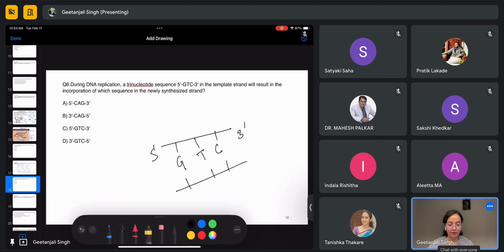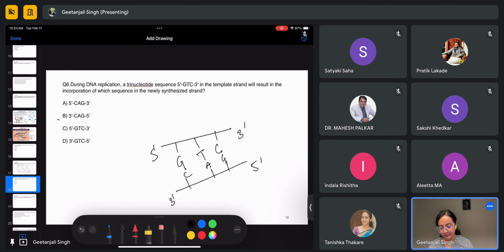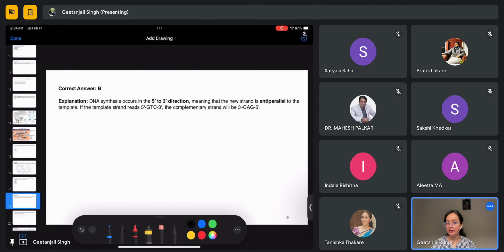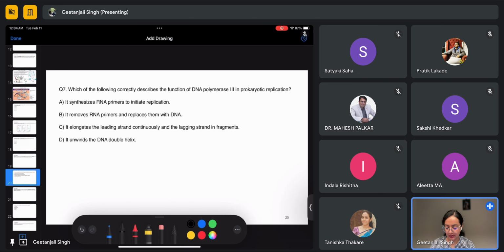Again, 5 dash to 3 dash GTC. So this one would be 3 dash to 5 dash C G A C. Everyone is correct. The answer is B. Same concept. Very good. Everyone is okay. Now let's go to the next question.